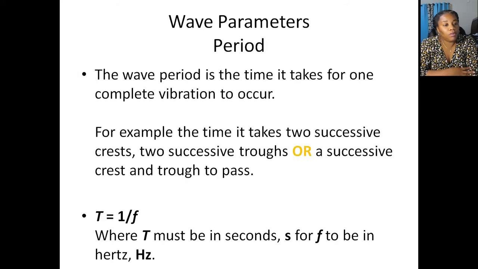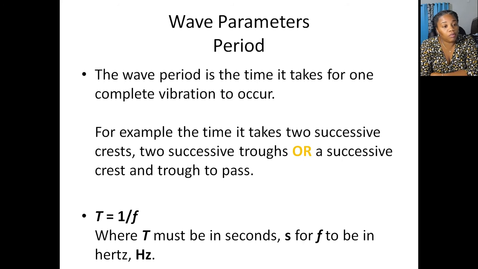The wave period is the time it takes for one complete vibration to occur. For example, the time it takes two successive crests, two successive troughs, or a successive crest and trough to pass. T is equal to 1 over f, where T must be in seconds and f in hertz, right? So T is actually period. That's the letter you use for period or the time.